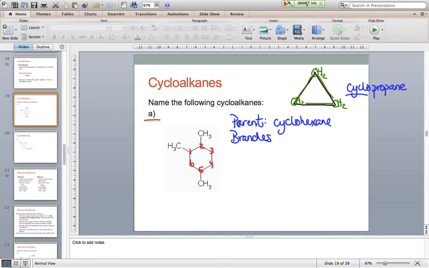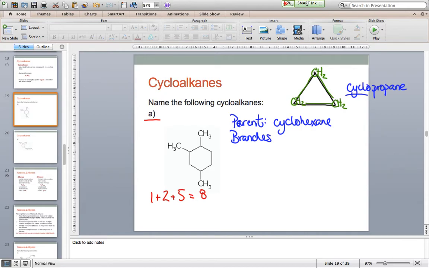Now, a tip that was given to me that I thought was really, really helpful is when you have these branches, the numbers of their locations need to add up to be the least possible number. So here, if I have branches at 1, 2, and 5, that adds up to 8. Okay, good. Is that right? Well, let's just find out.